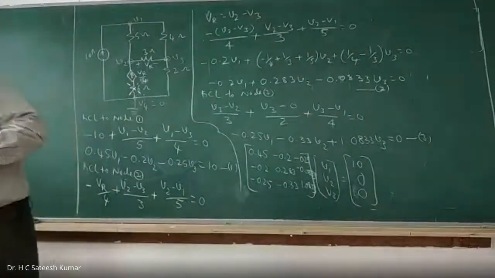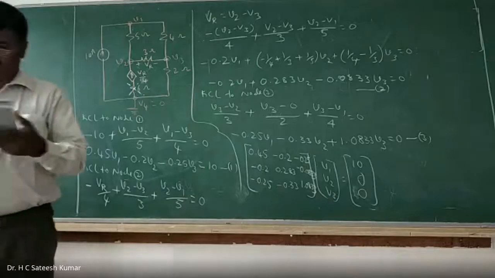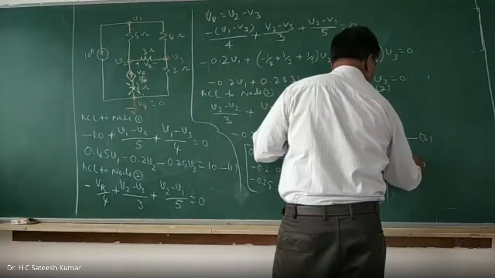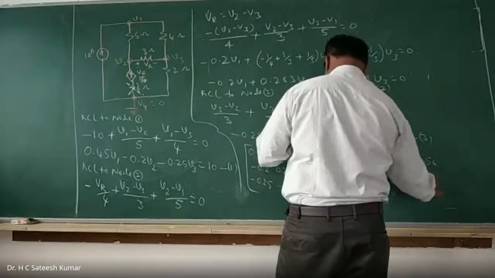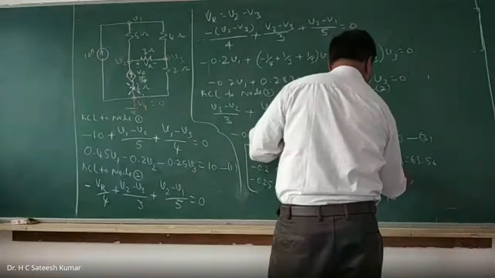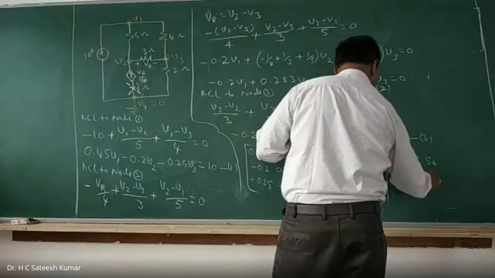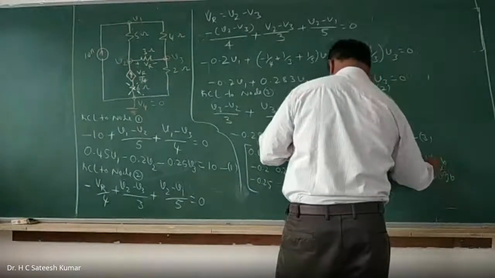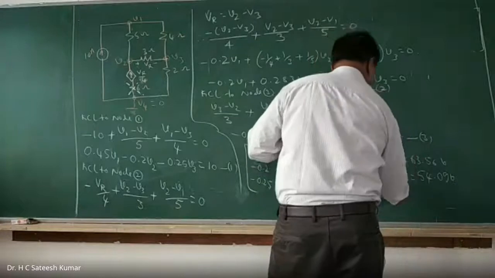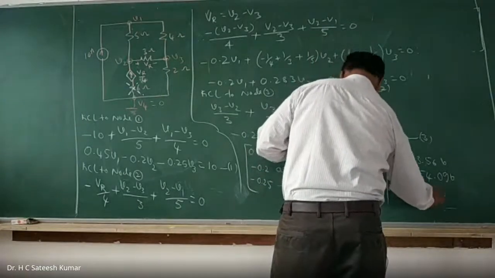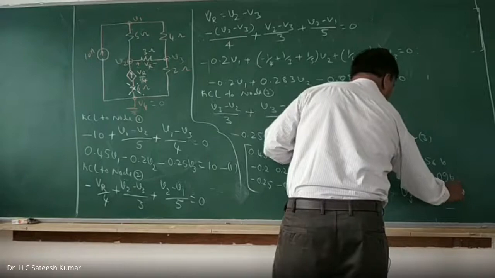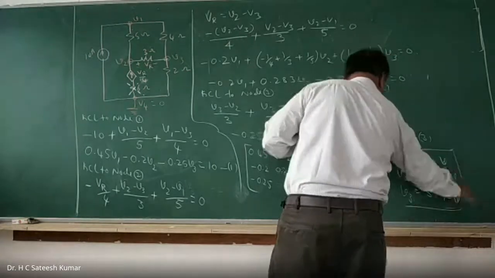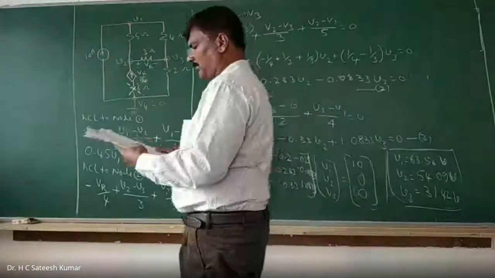Calculate the value. V1 is equal to 63.56. V2 is equal to 54.47. You got it. Okay. This one also 63.94. I got it. And what about V3? 31.42 volts. Okay, right. So that's how we should be able to solve the problem, right?